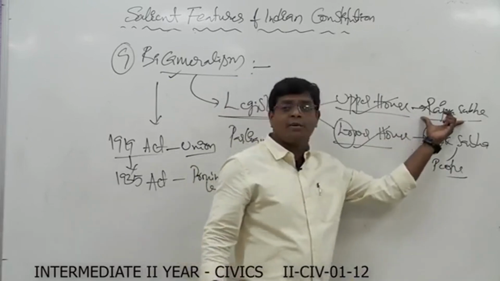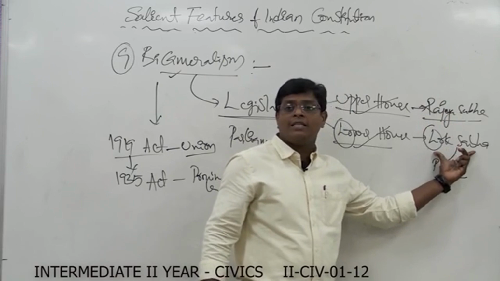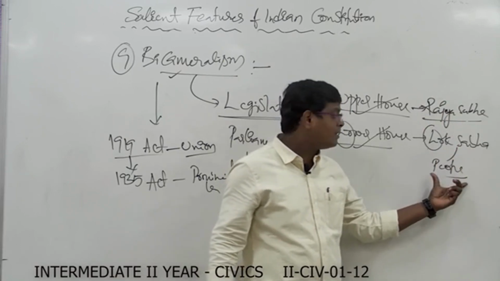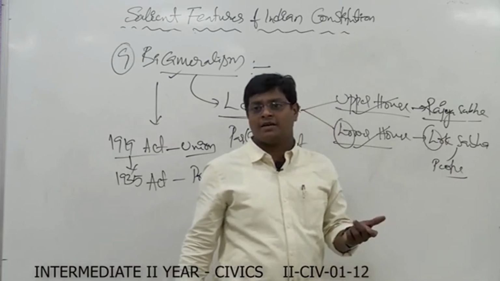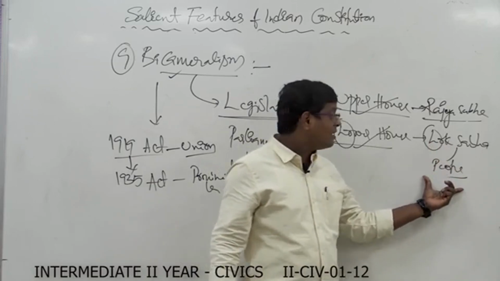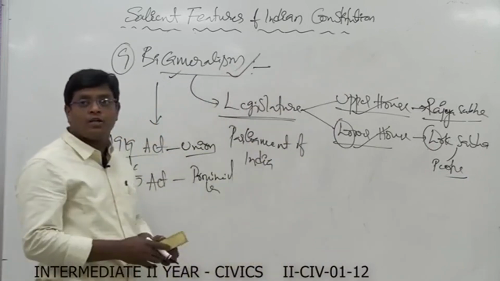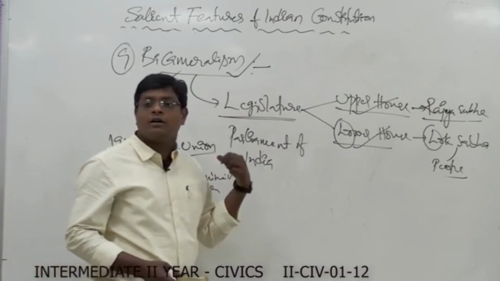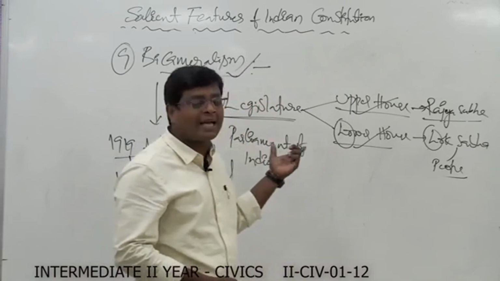Rajya Sabha is called the Council of States. Lok Sabha is called the House of the People, the people's house, because Lok Sabha represents the people directly. The members of the Lok Sabha come from the people directly. That's why we adopted the bicameral system at the union level, whereas at the state level, the constitution gave the choice to the states regarding the adoption of the bicameral system.